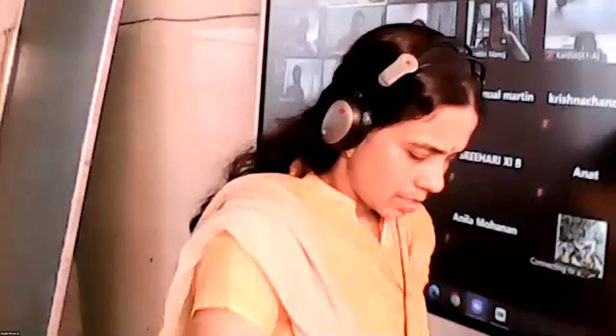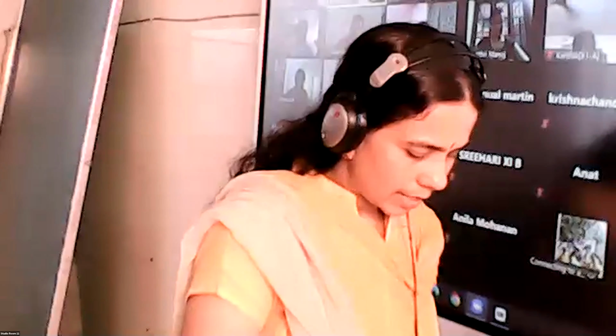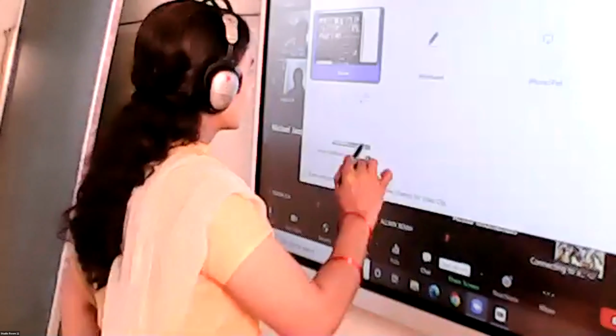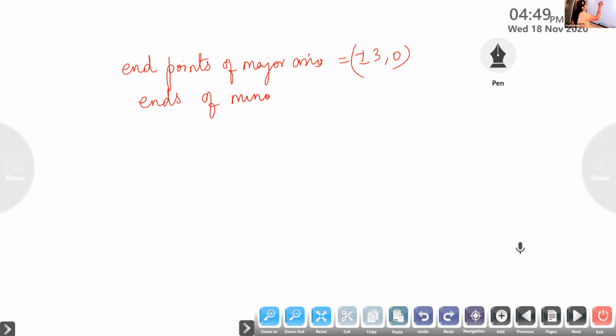Okay, so next model, children, write the next one. End points of major axis are (plus or minus 3, 0), and the ends of minor axis are (0, plus or minus 2). Find the equation of the ellipse.